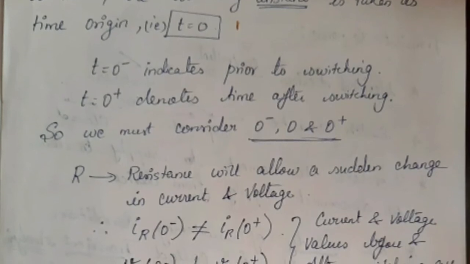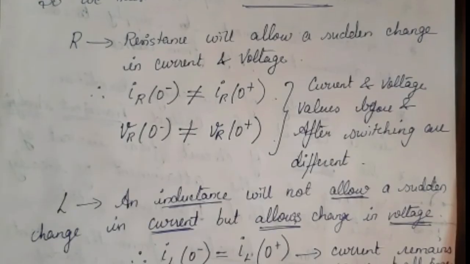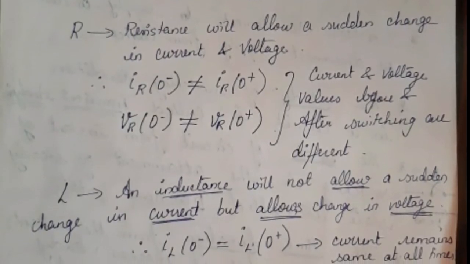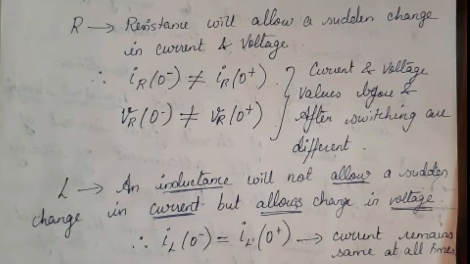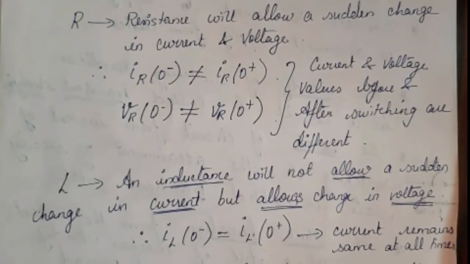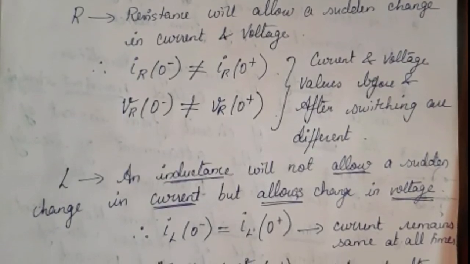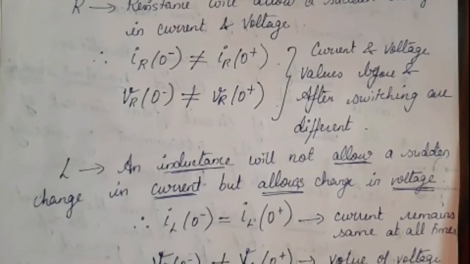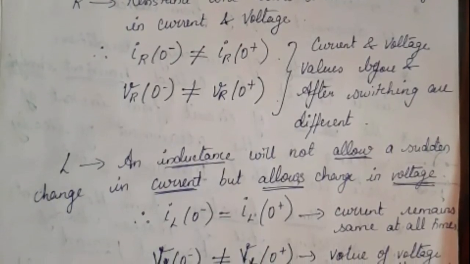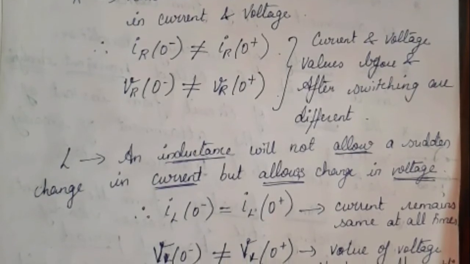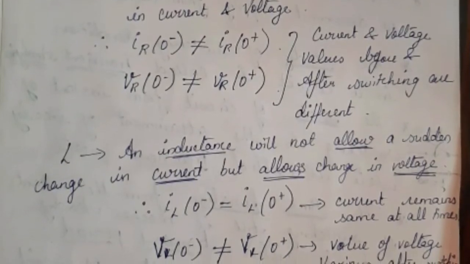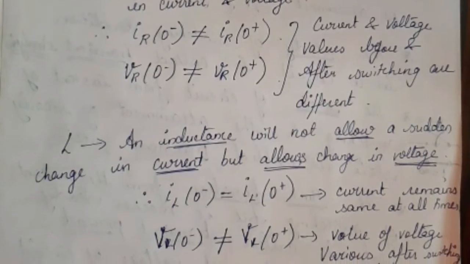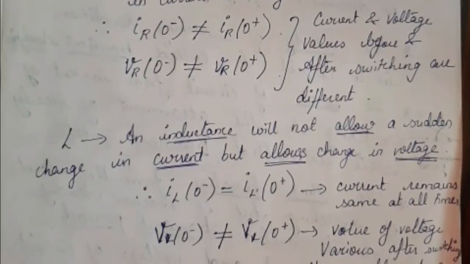Now let us see the response of current and voltage in resistance, inductance and capacitance. The resistance will allow the sudden change in current and voltage. That is, the current before switching will not be equal to the current after switching. In the same way, the voltage in the resistance before switching will not be equal to the voltage after switching. That is, VR of 0 minus will not be equal to VR of 0 plus.